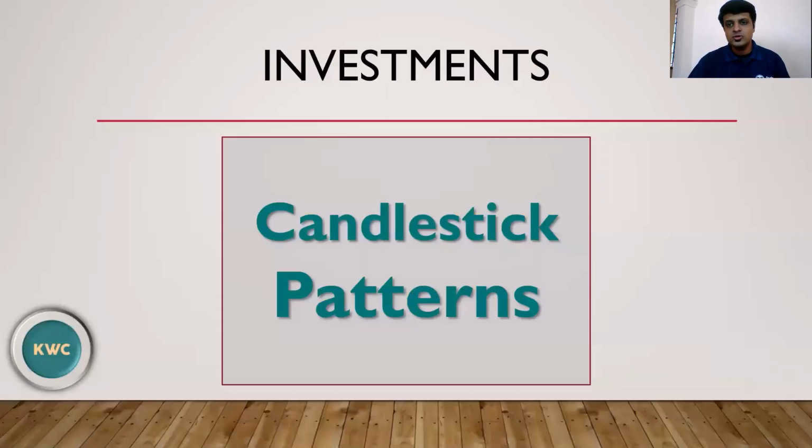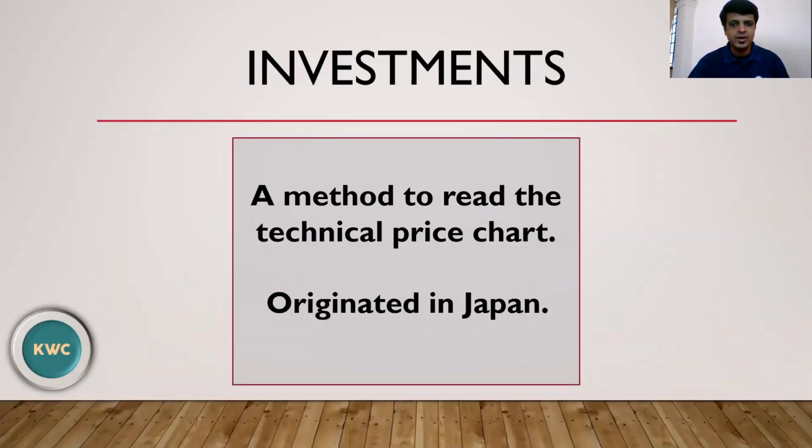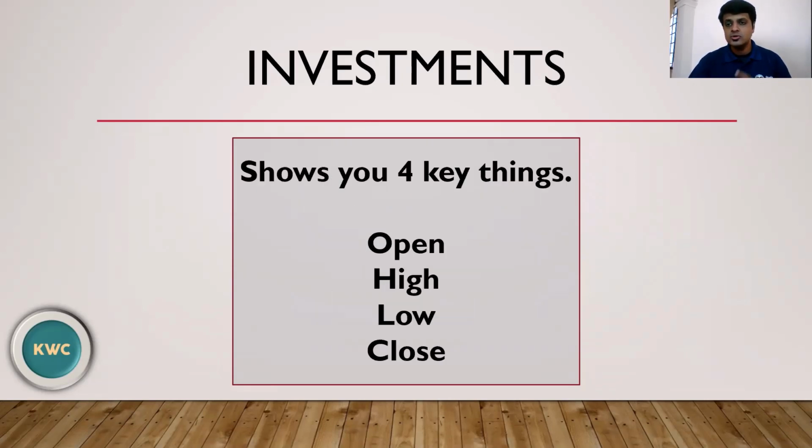All right. Okay, so today we're going to talk about candlestick patterns. This is a method that originated in Japan, and it is used to read the technical price charts that we see for shares. It shows us four key things. One is the opening price of the share for that period, the highest price for that period, the lowest price point for that share in that period, and finally the close. So you have the open, the high, the low, and the close. Four things that you can read from a candle.